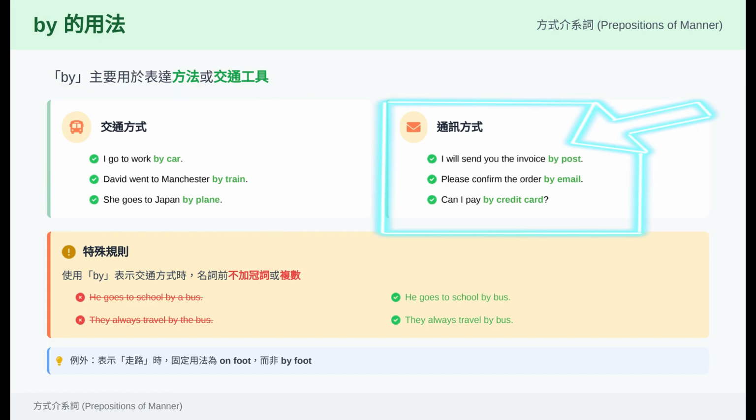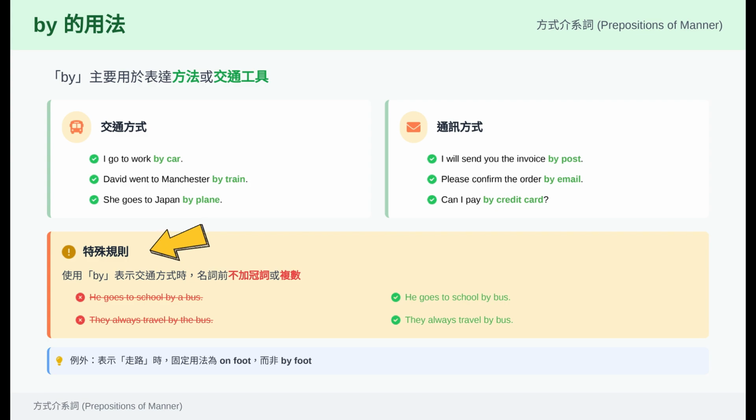Communication method. I will send you the invoice by post. Please confirm the order by email. Can I pay by credit card? Special rules. When using by to indicate a mode of transportation, do not use an article or plural form before the noun. He goes to school by a bus.